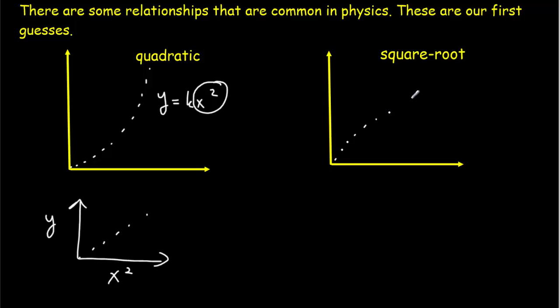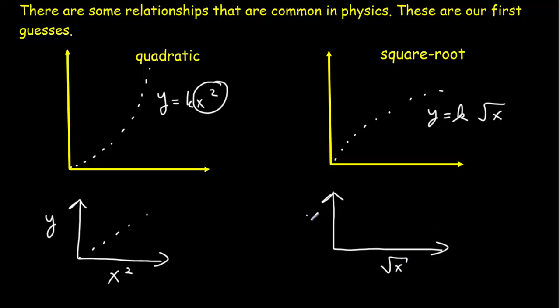If you've got data that looks something like that, you're probably going to guess that it's a square root relationship. That is, that the y variable is equal to a constant times the square root of x. And what are you going to plot? The square root of x against y, and you should get a straight line relationship.